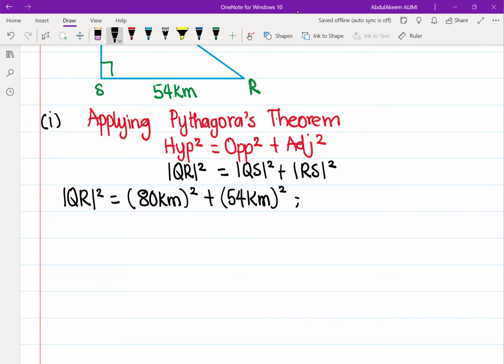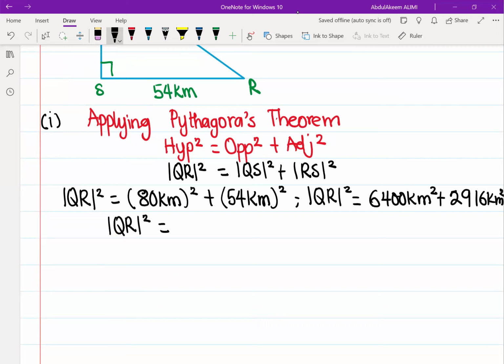So what do I have here? I have my line QR all squared equals 80 kilometers squared, that is 6,400 kilometers squared, plus 54 kilometers squared, that is 2,916 kilometers squared. When I do my arithmetic on the right hand side, what do we have here? I have QR all squared equals 9,316 kilometers squared. So what's the next thing I'm going to do here?